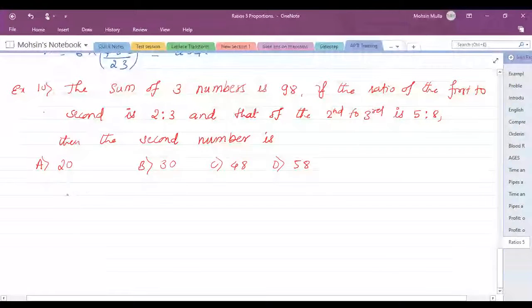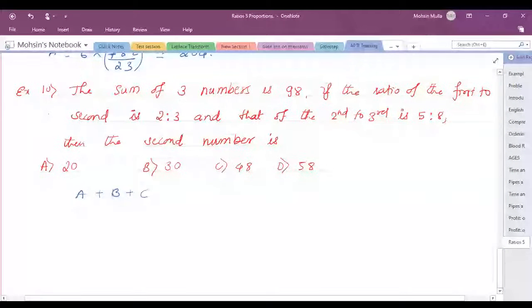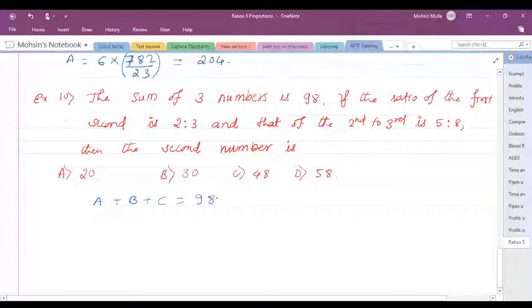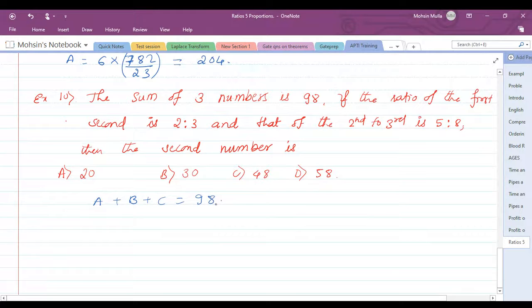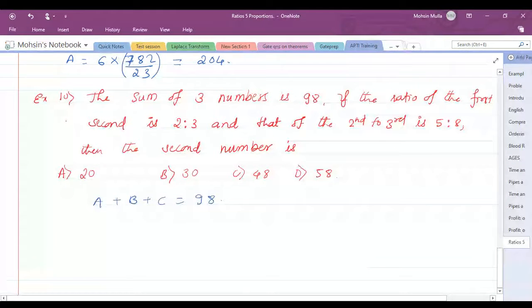So the sum of the three numbers. Suppose the three numbers are A, B, C. That is already given here. It is 98, which means the total value is 98. In that there are three different shareholders A, B, C.